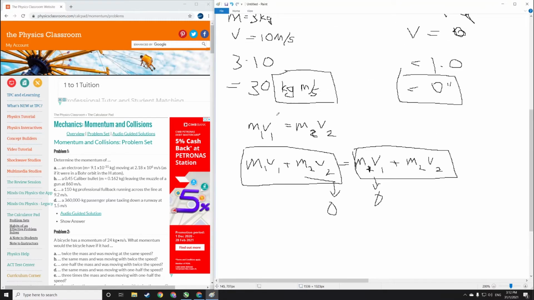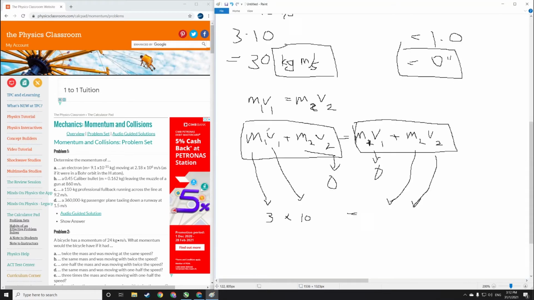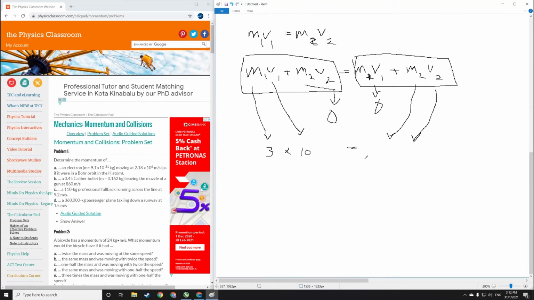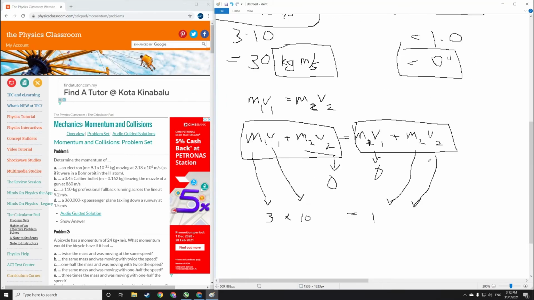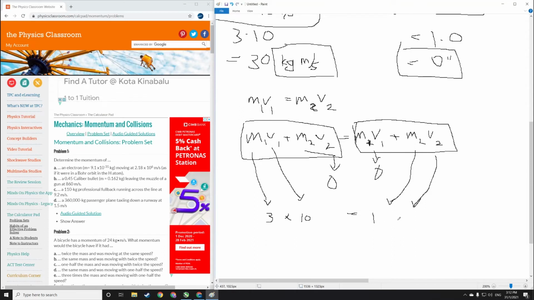And so from that, we can essentially say, okay, 3, so we're just going to substitute that out now, okay? So we can say 3 times 10 equals, because that's the mass and that's the velocity, which is 10, like which we said over here, equals 1, because that's our mass, and then the velocity is the unknown. We don't know what that is, okay? So that's going to equal times v.